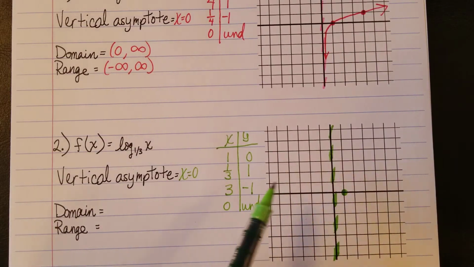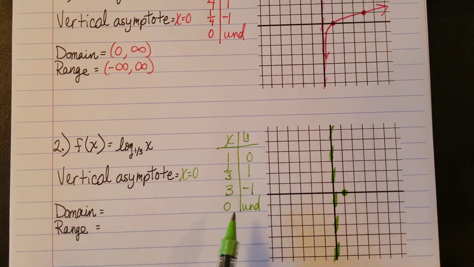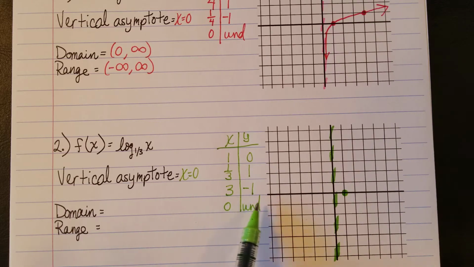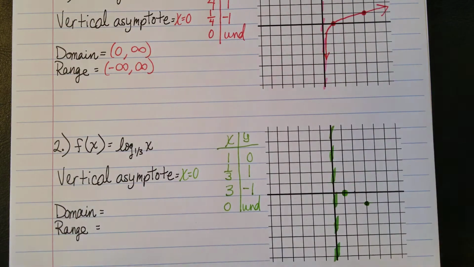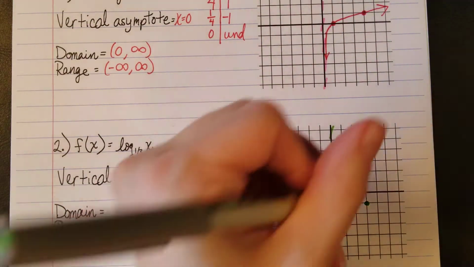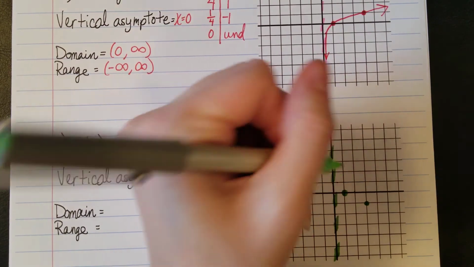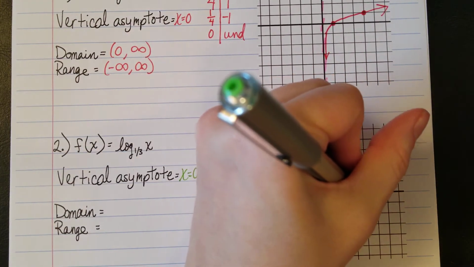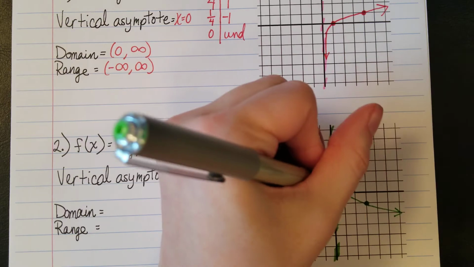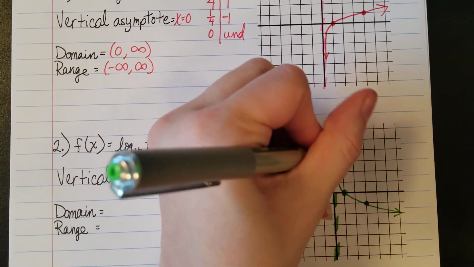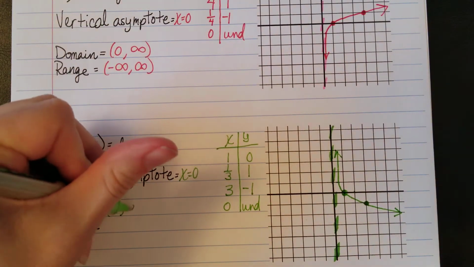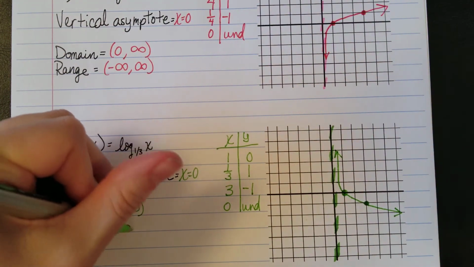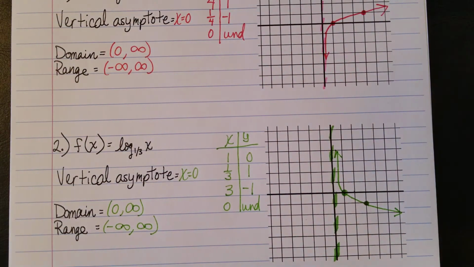Okay, here we are on number 2. So 1, 0, and then 3, negative 1. And 1/3 and 1 is around there. Because that base is a fraction, it's just kind of flipped upside down, but it still has a domain from 0 to infinity and range of all real numbers.